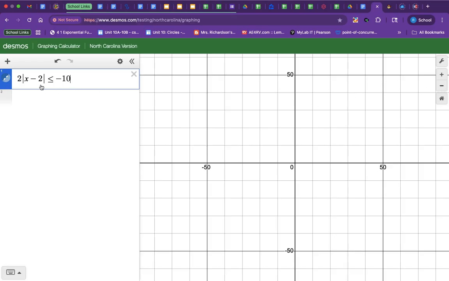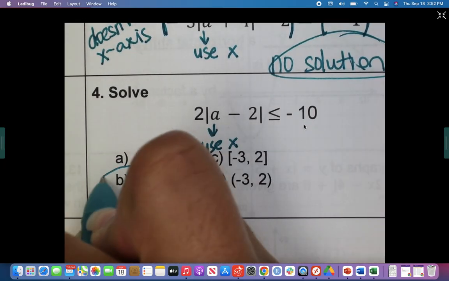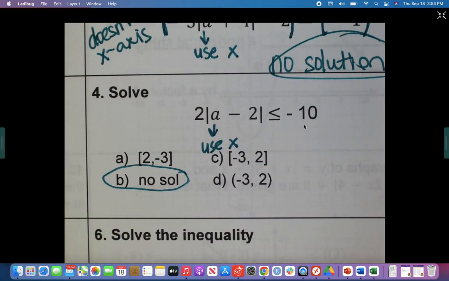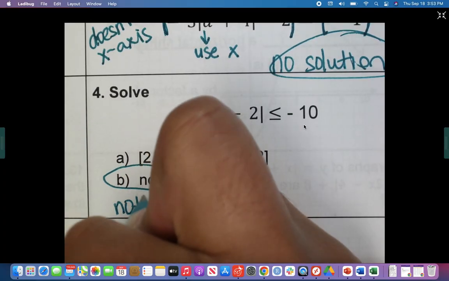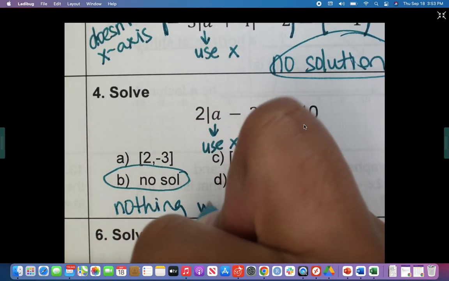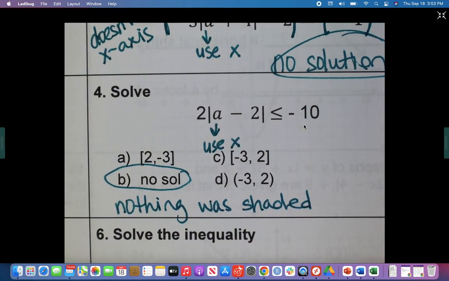So for your inequalities, your solutions are going to pop up as shaded regions. If you do not have anything shaded on your screen, then that's going to mean that your answer would be no solution. So this one is going to be no solution because nothing was shaded. So anytime nothing is shaded, that is no solution.